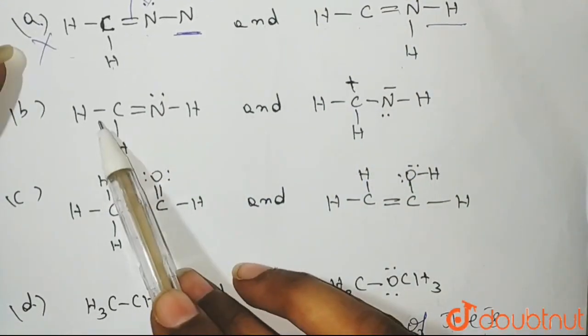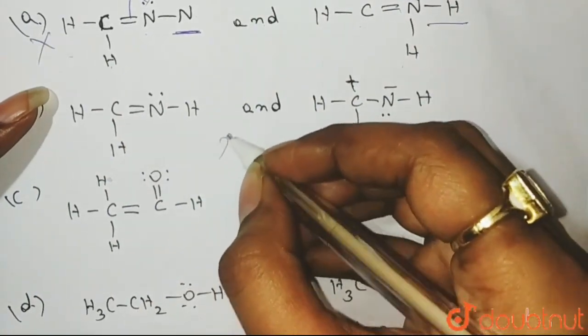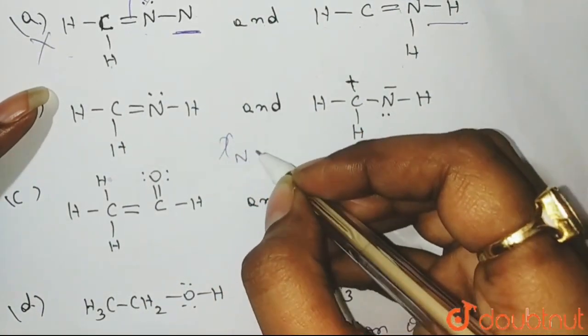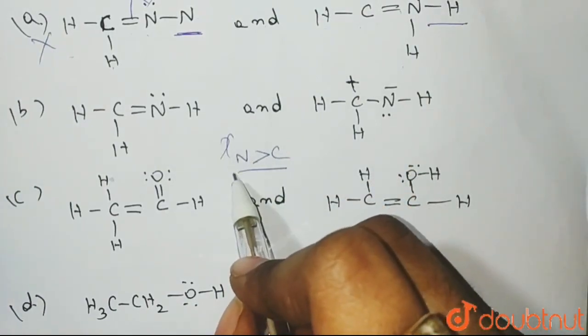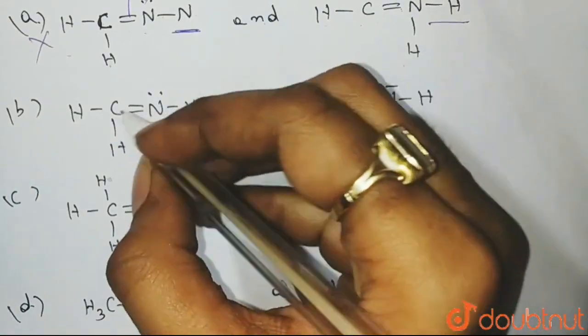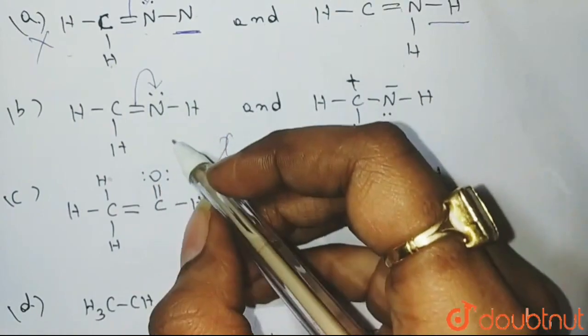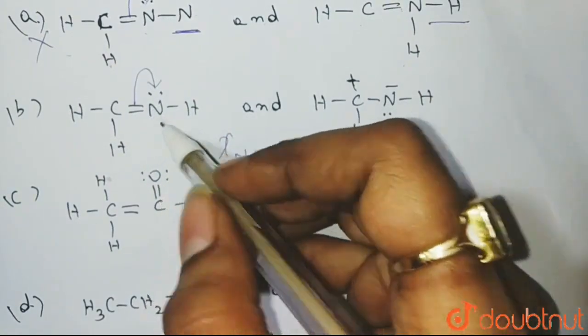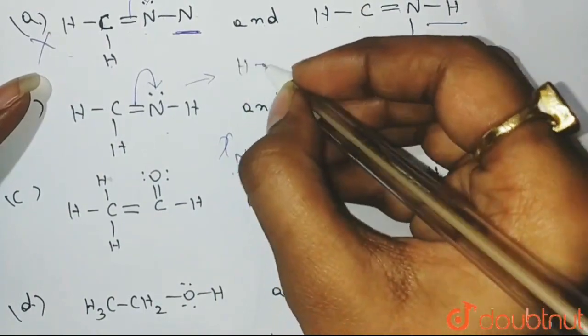If you see B here, it has this structure and this. Again, I told you that electronegativity of nitrogen is greater than carbon. We know that nitrogen atom is more electronegative than carbon. So nitrogen will be pulling electrons. If we have to break this bond, then the electrons will go towards nitrogen atom. So your nitrogen will get a negative charge. So you will get this structure.